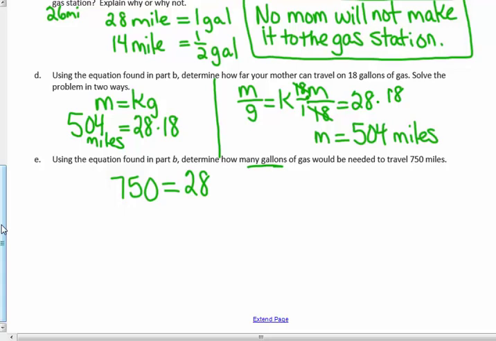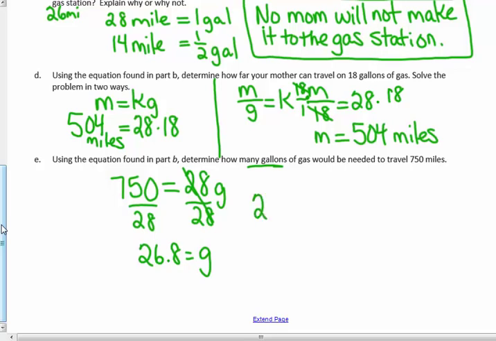How many gallons do I need? Well, my miles is 750. How many gallons do I need? I don't know. It's G. So 28 times what number equals 750? This is a multiply equation. So to solve a multiply equation, you divide on both sides. Show that cancel step. 750 divided by 28 comes out to be 26 and 8/10 gallons, or G for gallons.